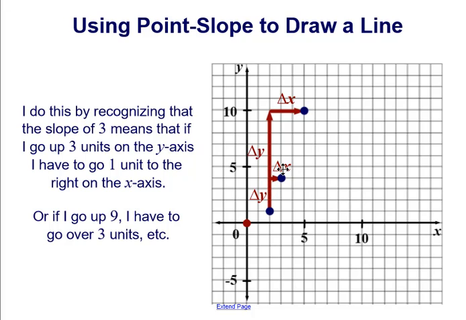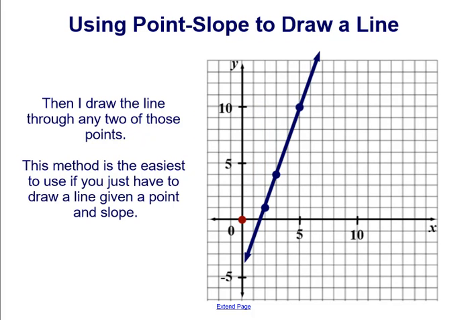Instead of 3 over 1, you can go up 9 over 3, you can go up 6 over 2, any multiple of 3 over 1. But then you can connect those points and you can draw the line. So this method is easiest to use if you have to draw a line given a point and a slope, because then you can have your equation in point-slope form and you can easily graph from there using the point and the slope.